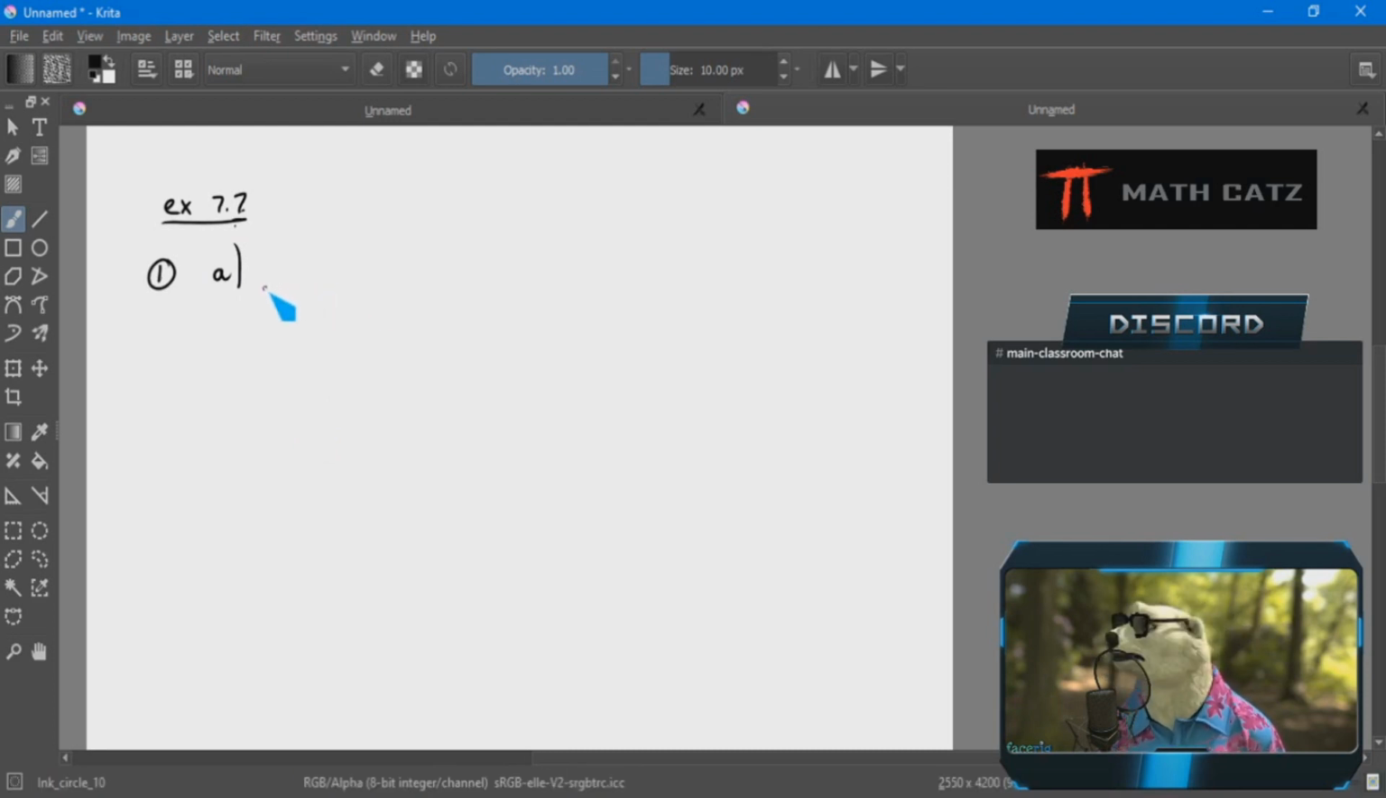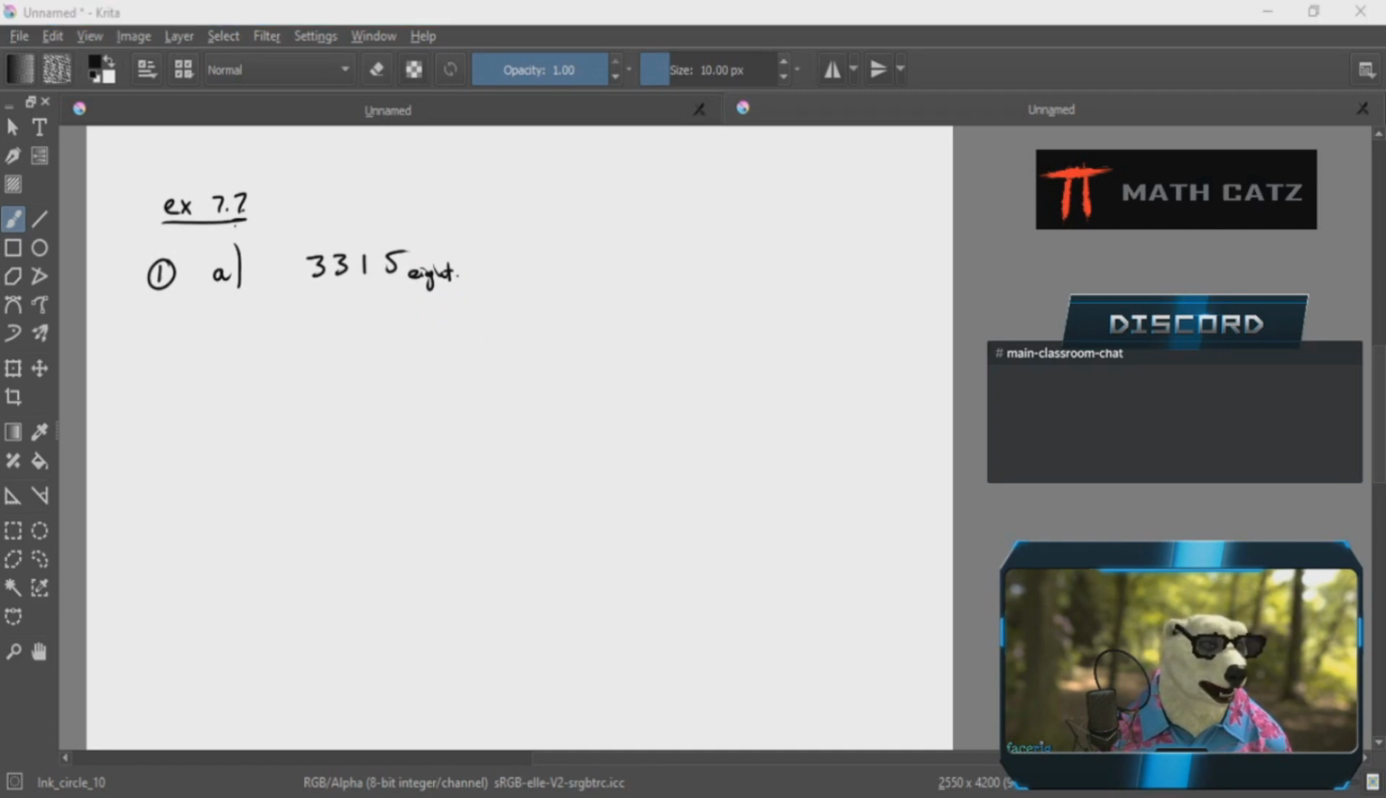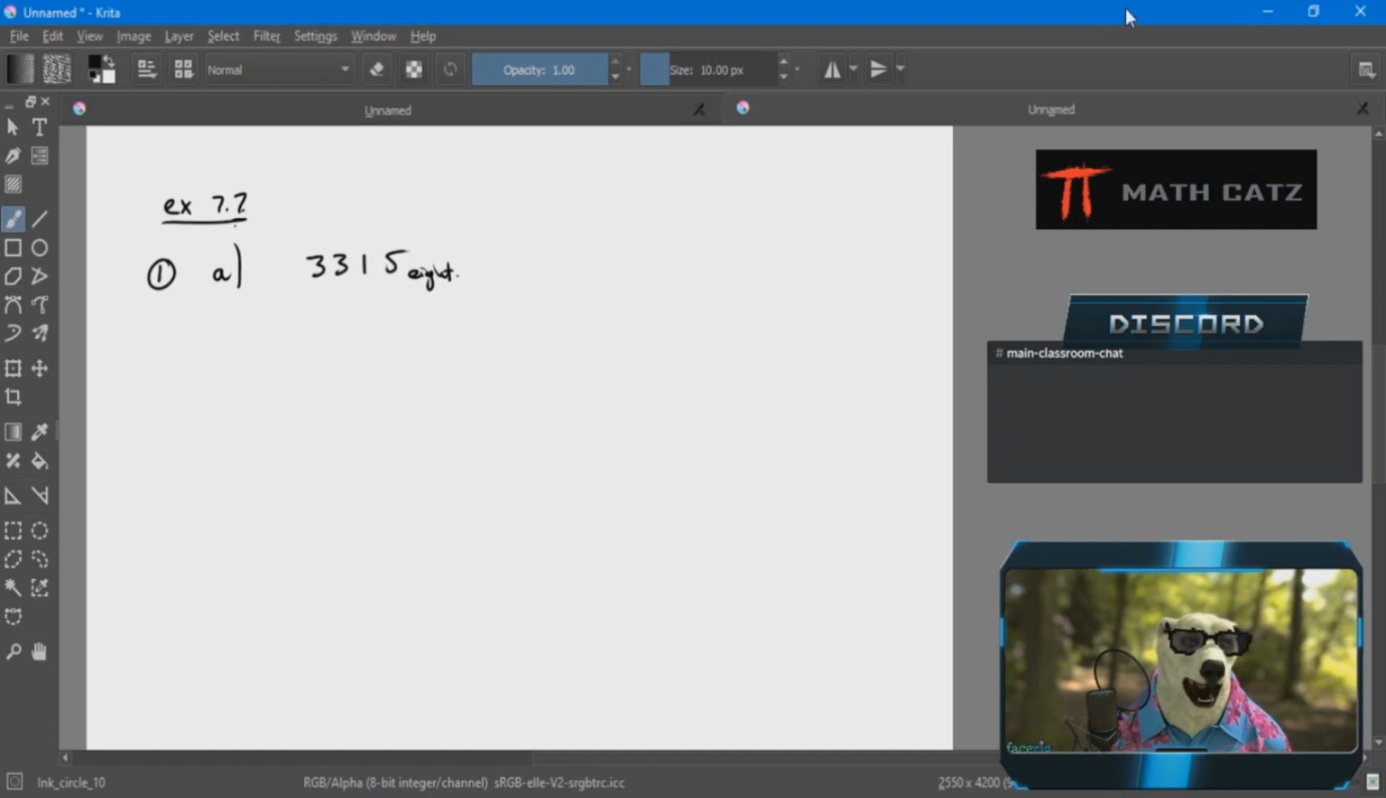Now, in applications, there are some benefits to having different bases. Base 16 has some applications, base 2 has some applications, but we're just mixing it up just for the sake of it. So we have 3315, and we are working base 8. So I need that subscript to tell me what is the size of the group that I'm working with. You have to tell me.